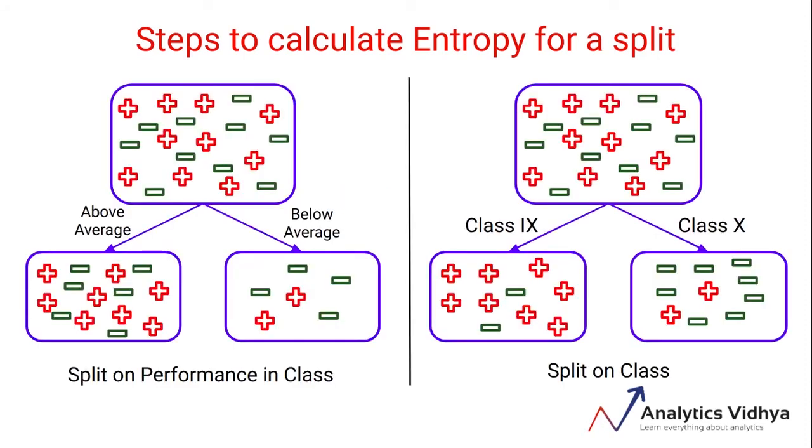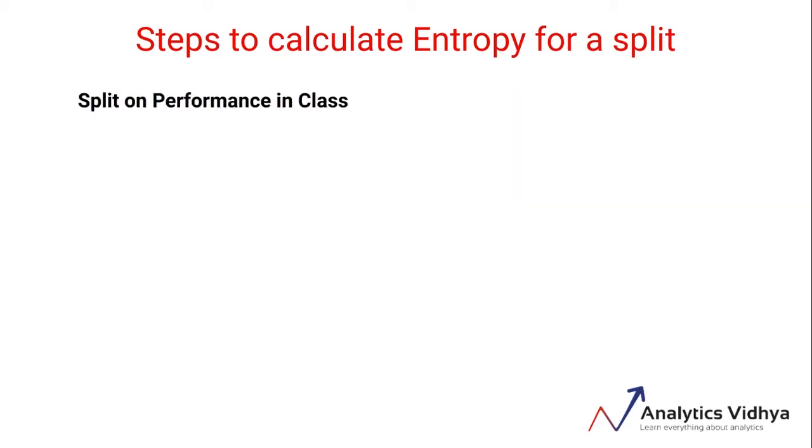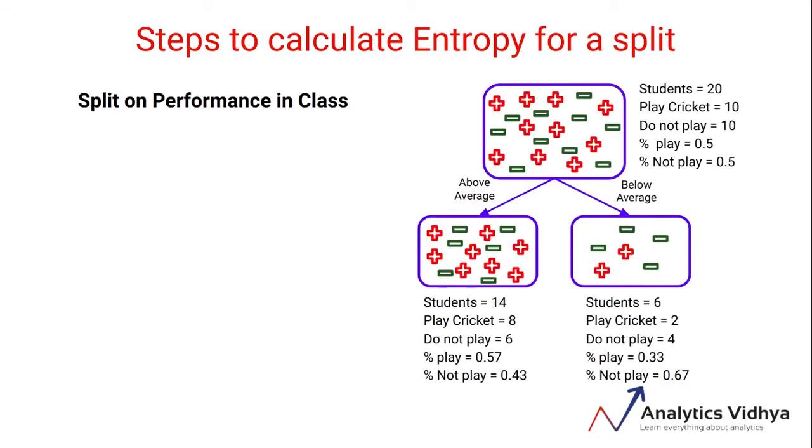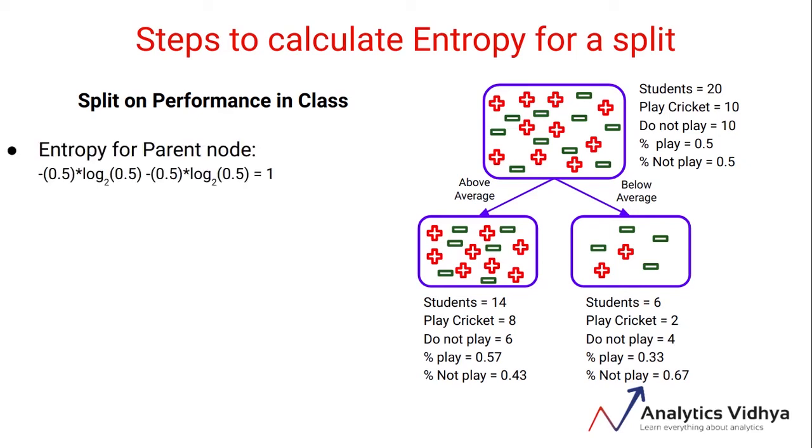Let's use these two splits and calculate the entropy for both of the splits. So what we saw in the previous slide will become much clearer by the time we see the end of this example. Let's start with a split on performance in class. This is a split which we got based on the performance, right? You're very familiar with this by now. The first step is to calculate the entropy for the parent node. Now, the probability of playing and not playing cricket is 0.5 each as 50% of students are playing cricket. So the entropy for the parent node will be as shown here and it comes out to be 1.